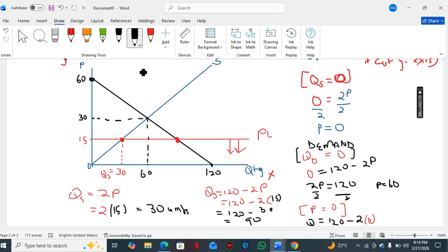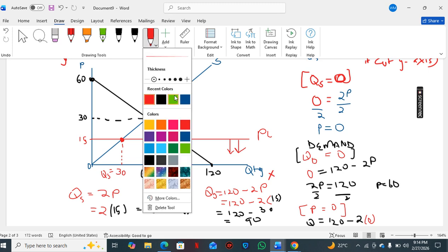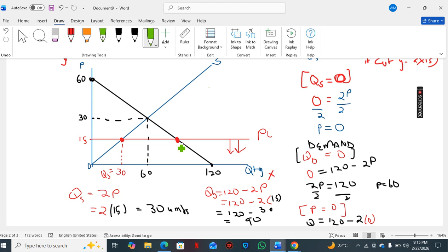90 units. So when the price ceiling is enacted, the quantity that will be demanded is 90 units. QD equals 90 units. So the question is, what is the effect of this price ceiling? As we've seen, quantity demanded, QD, is greater than quantity supplied.